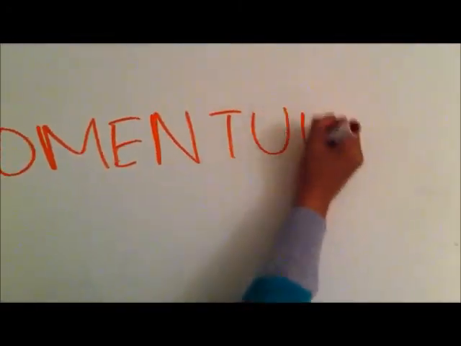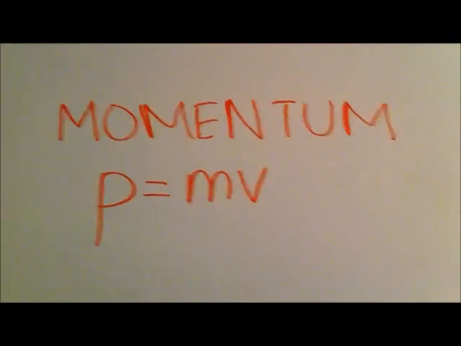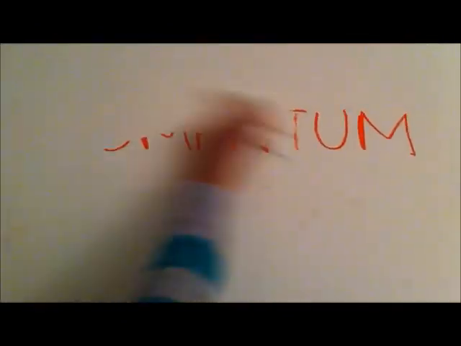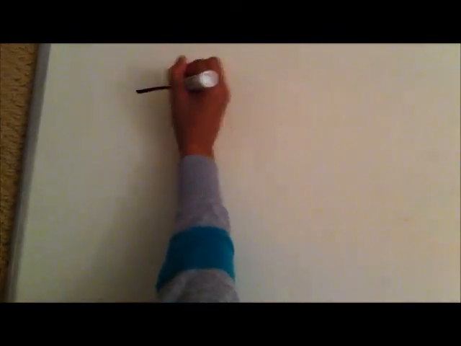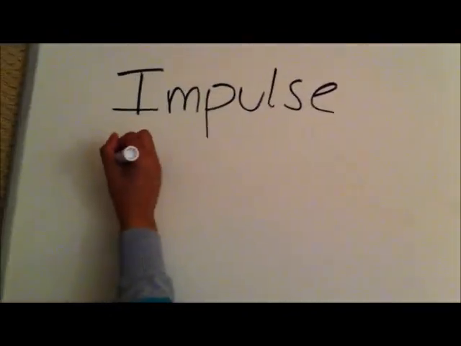Let's talk about momentum. What is momentum? Momentum is an object's mass times velocity. For our problem, we are going to relate momentum to impulse. So what is impulse?